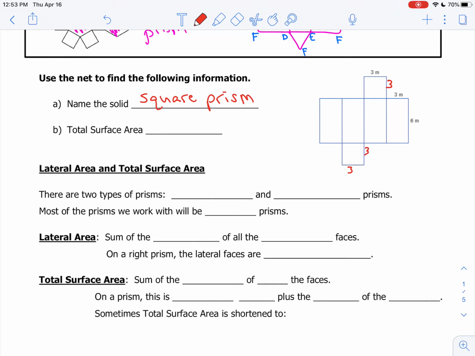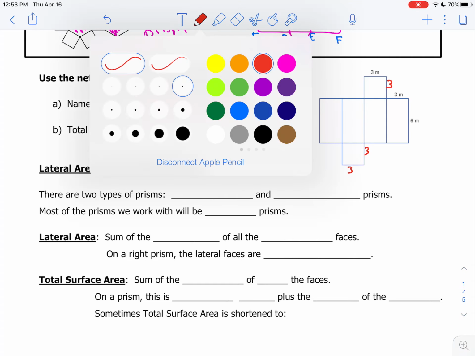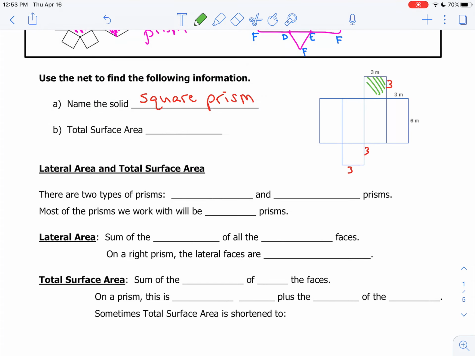So for total surface area, there's 2 parts. I have the 2 squares. So maybe I'll use some different colors. That square and that square, each of those is 3 by 3 is 9. So I'm going to call that 18.